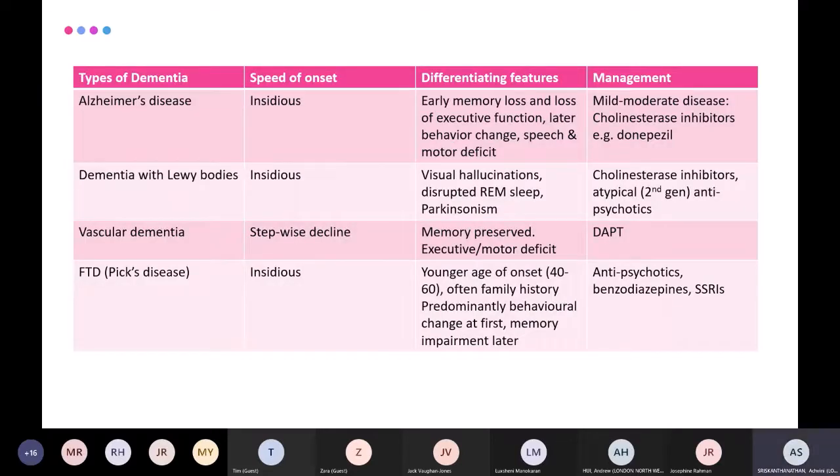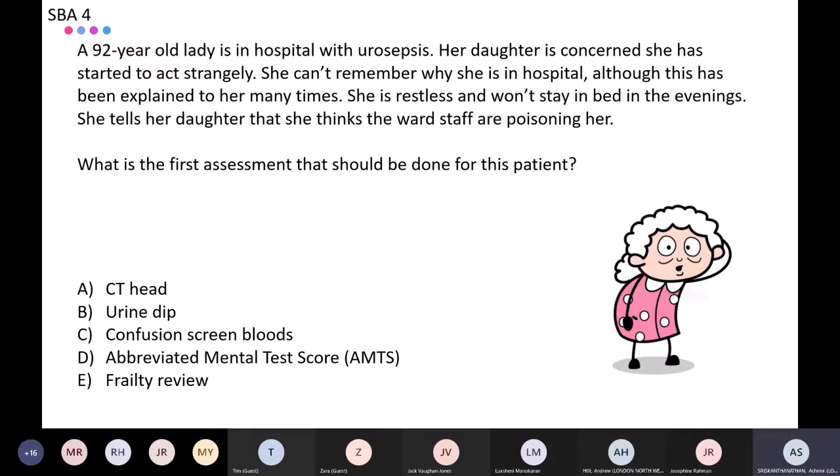And then I've just put this table in here, which Ellie's kindly made, just comparing each of the 4 different types of dementia, which I thought would be quite useful for your revision as well, so I've left it in there. Cool. So next SBA.